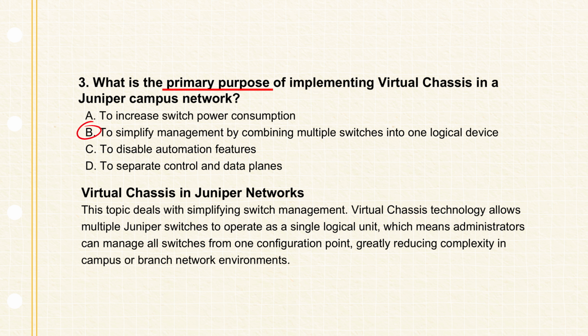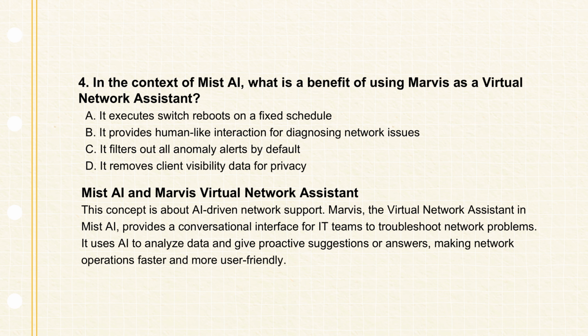Right. From a management perspective, configuration, monitoring, software upgrades, you treat the whole stack, the virtual chassis, as a single entity. That definitely sounds simpler. Less administrative overhead. That's the main driver. Reduces the number of management points drastically. Of course, you still need to cable it correctly and understand failover, but operationally, day-to-day, it's simpler. Right, like having one remote for your whole AV system instead of 3 or 4. Yeah, that's a pretty good analogy. Consolidates control. Okay, moving on. Question 4 gets into AI. It mentions Marvis, the virtual network assistant, in the Mist AI context.